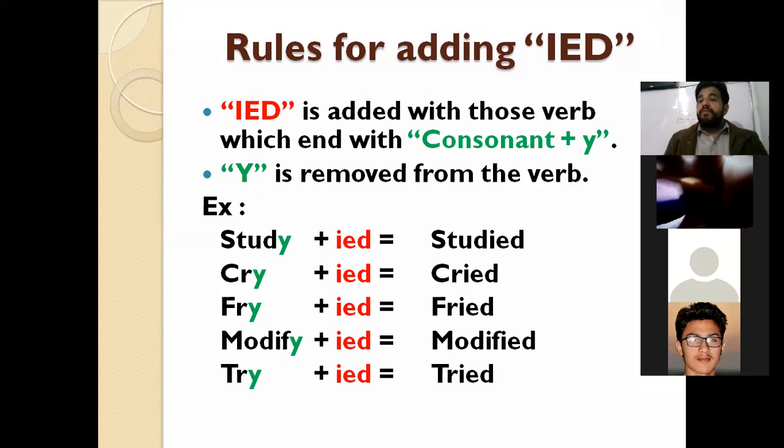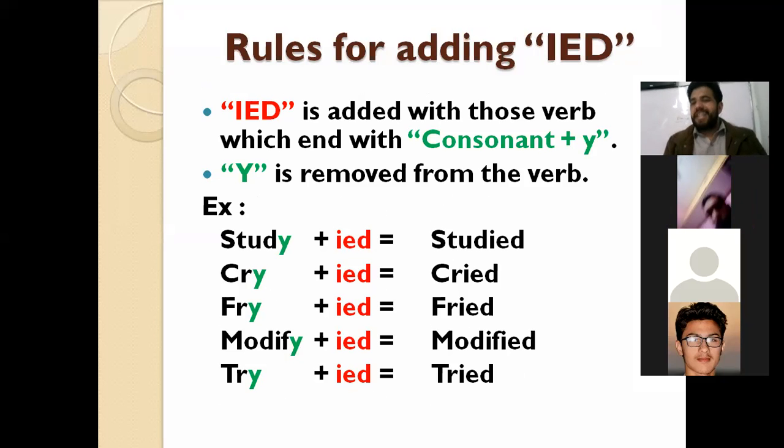Like this is study. Study is the word which ends with D plus Y. D is a consonant and Y is the last letter there. So when it is finished with consonant plus Y, you will change the Y to I and then add ED. Like we say study: in study, we remove Y and we add IED. You can see studied. Likewise, cry: we remove Y from it and we add IED. I cried. Likewise, modify, modified, and try, tried.